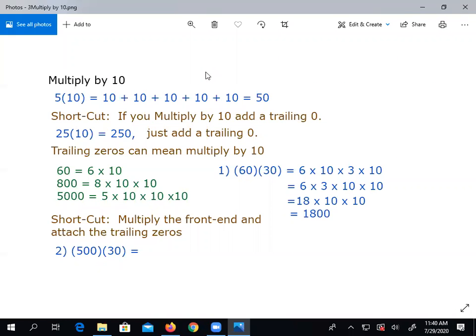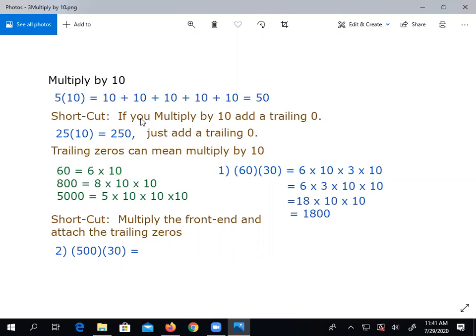So when you multiply by 10, 5 times 10 means 5 tens. So that means 10 plus 10 plus 10 plus 10 plus 10, which of course we can count by tens: 10, 20, 30, 40, 50. So 5 times 10 is 50.